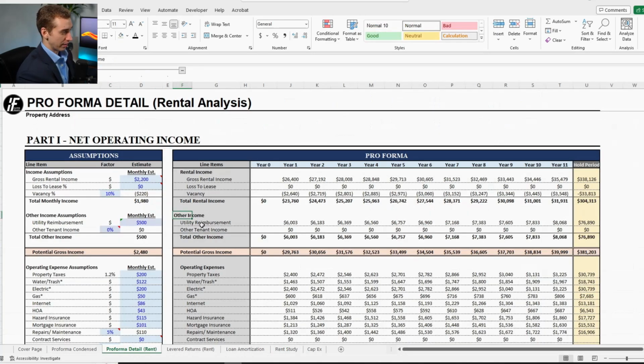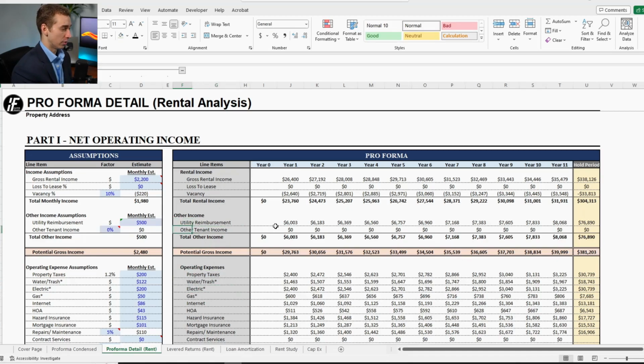Next up is your other income. So there's two ways that this can be broken out. One is your utility reimbursement. So effectively, if this is the case, then what's happening is that you as the landlord are paying the utility expenses down here in the operating section. And then later on, your tenant repays you that.